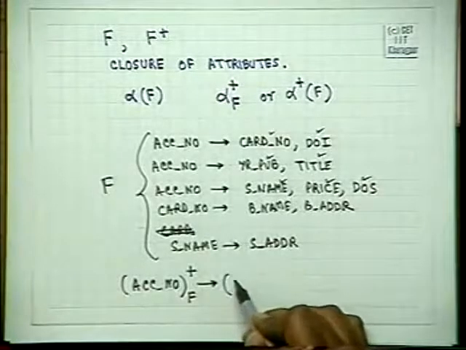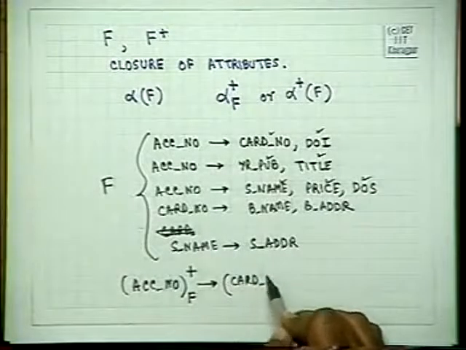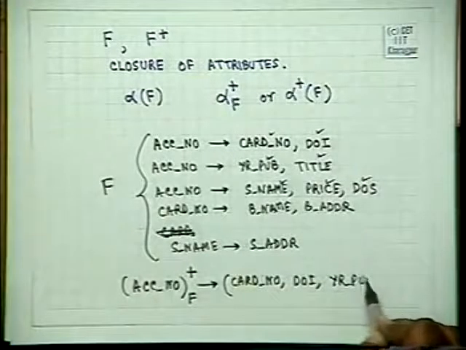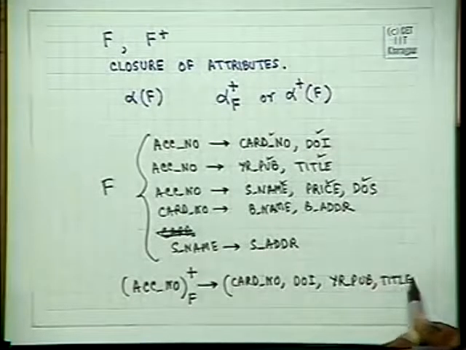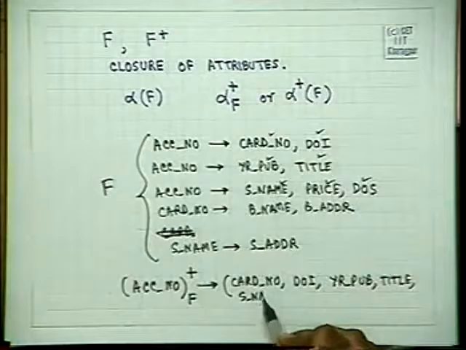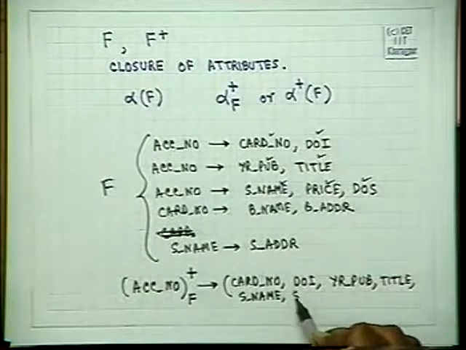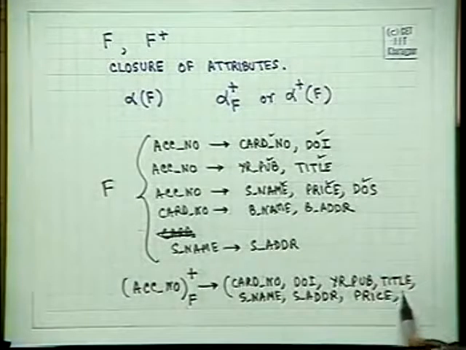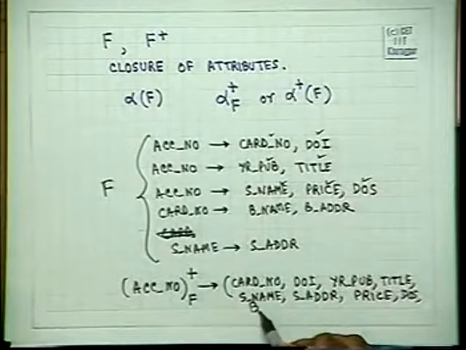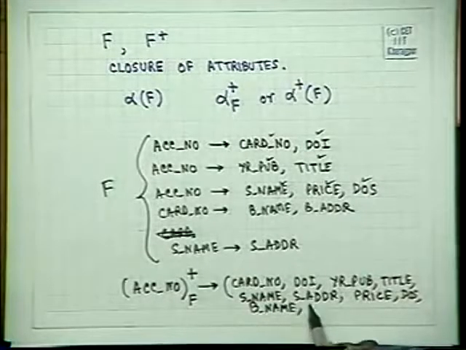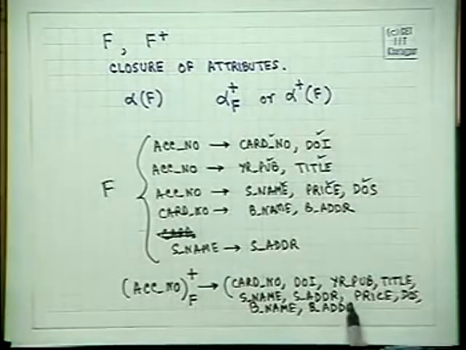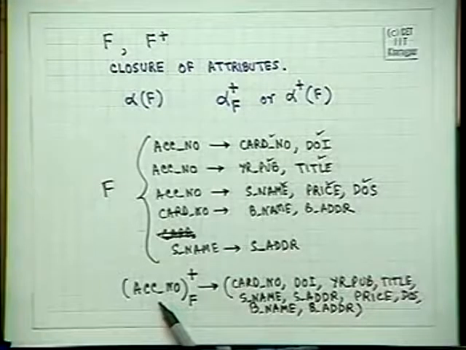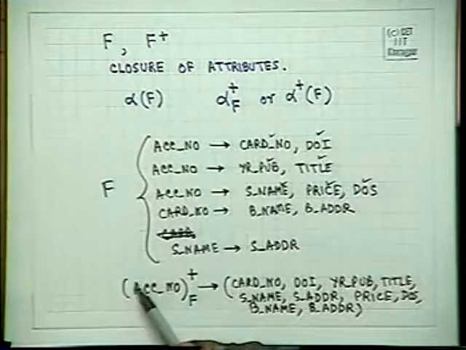Therefore, the accession number will have card number, date of issue, year of publication, title, supplier's name, supplier's address, price, date of supply, borrower's name and borrower's address in the closure of this attribute accession number. Now, this need not be a single attribute, it may be a set of attributes.